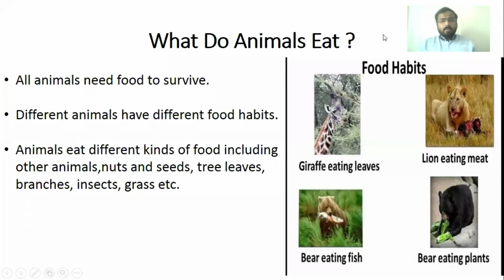So let's begin. Our first topic for today is, what do animals eat? All animals need food to survive. This we all know, that all the organisms living on the earth require food for their growth and development. Different animals have different food habits. Animals eat different kinds of food, including other animals, nuts and seeds, tree leaves, branches, insects, grass, etc.